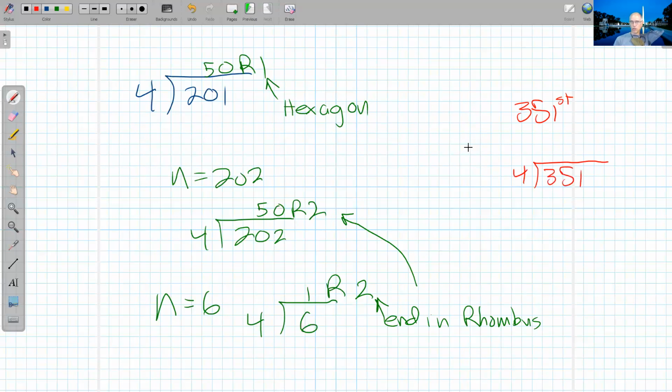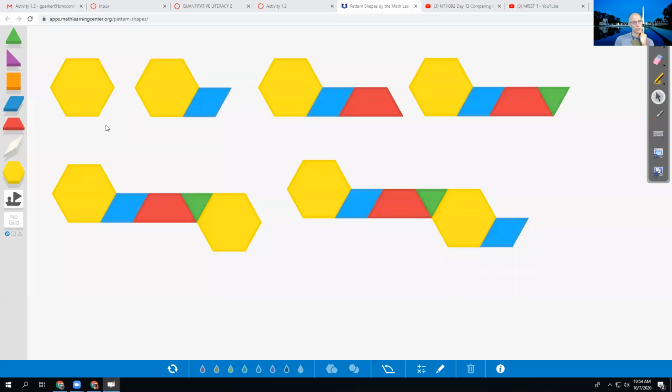So 4 goes into 35 8 times. 8 times 4 is 32. 35 minus 32 is 3. 4 goes into 31 7 times. 4 times 7 is 28. 31 minus 28 is remainder 3. So let's see, remainder 3, what would that look like? This is remainder 1, remainder 2, remainder 3, it should end in a trapezoid.